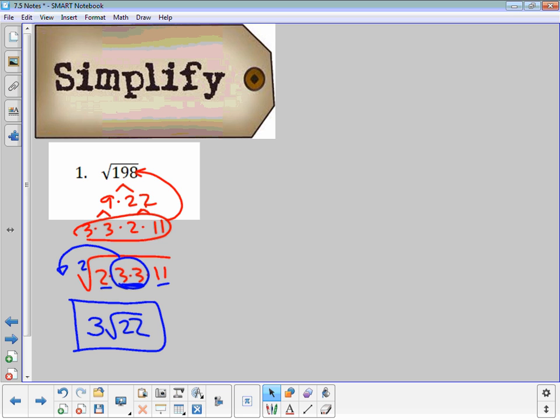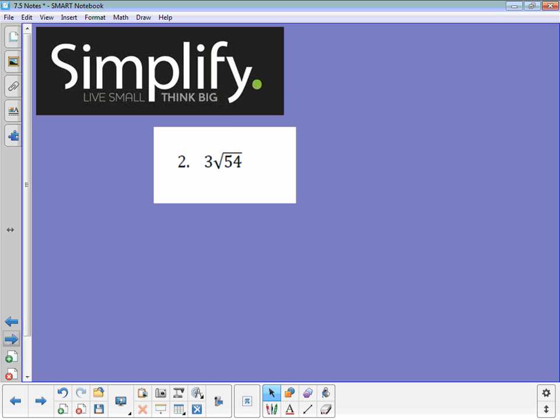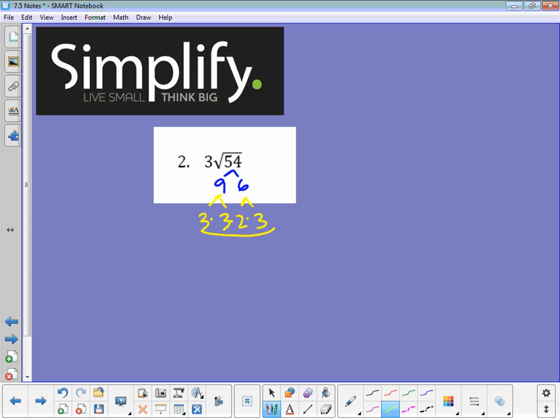If I take a look at number 2, there it is, I now have 3 times the square root of 54. Okay, 3 times the square root of 54. So again, I'm going to start by breaking down that 54. 54 is the same thing as 9 times 6, and 9 is the same thing as 3 times 3. 6 is the same thing as 2 times 3. So this is my prime factorization of 54, and I'm going to take that and put it back underneath my radical.